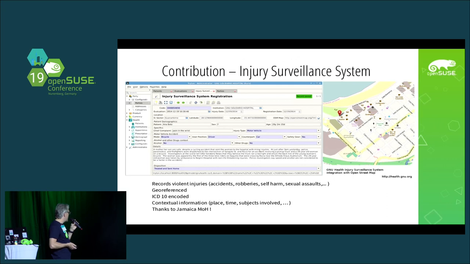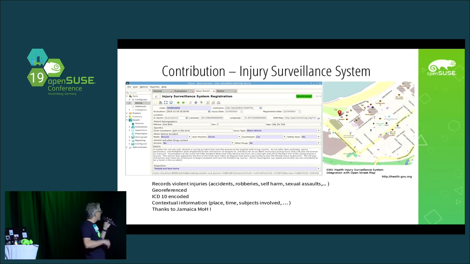The injury surveillance system is a recording of violent injuries. That can be an accident, robbery, self-harm, sexual assault, or whatever. The whole development is ICD-10 encoded. ICD-10 is an encoding system for medical diagnosis, right? It is geo-referenced with OpenStreetMap.